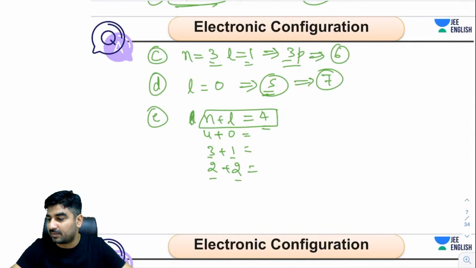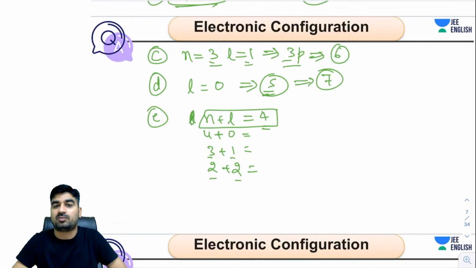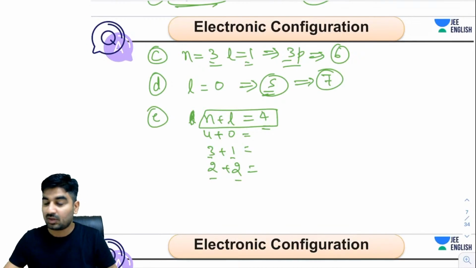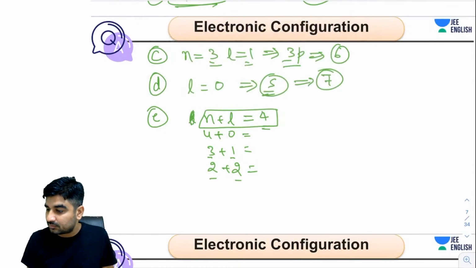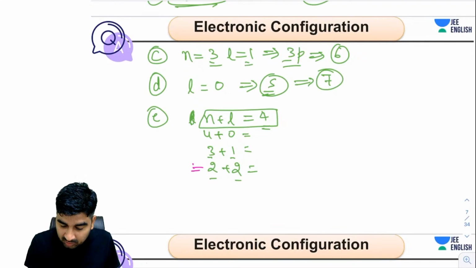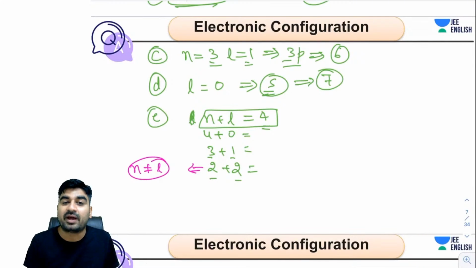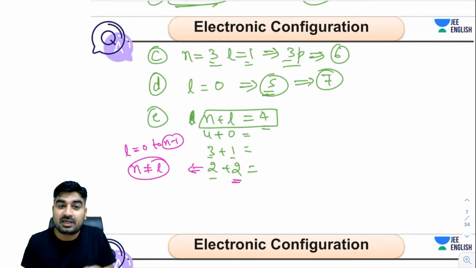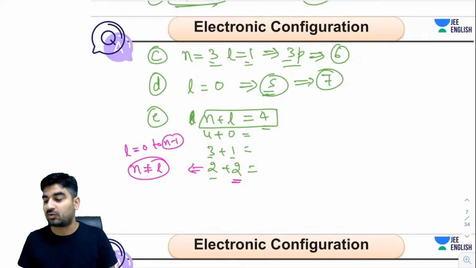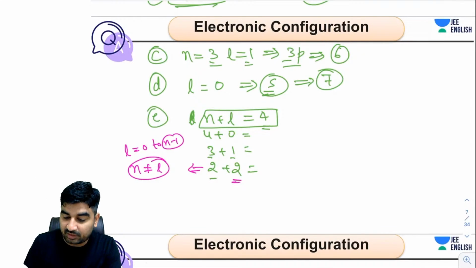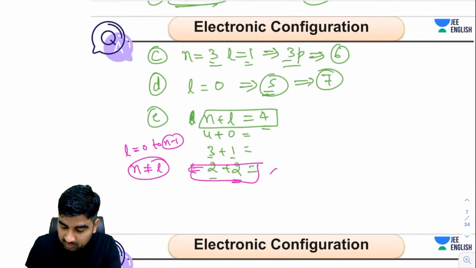2 plus 2 is not possible. Correct, Ketav. Why is it not possible? Because n can never be equal to l. l will always be from 0 to n minus 1. So l should be less than n by at least 1. Right? n cannot be equal to l. So this combination is gone.